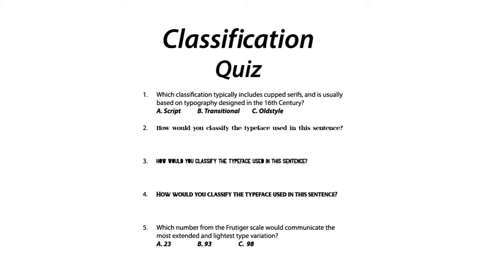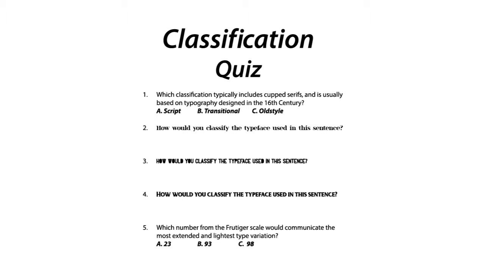A, script typeface. You are never going to see a script typeface with serifs, period. So we can eliminate that right off the list immediately. B came after old style typefaces, right? Transitional was that age of enlightenment, like we were talking about. It seemed like they frowned upon cupped serifs at that point. They had such precision engineering for their typefaces that cupped serifs were a thing of the past. That leaves us with C. Old style is definitely the right answer for number 1.